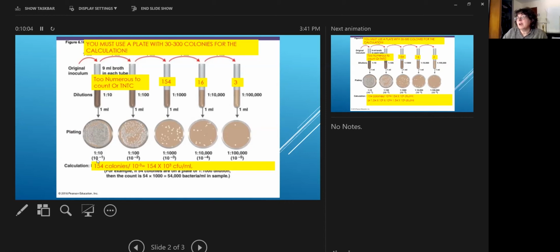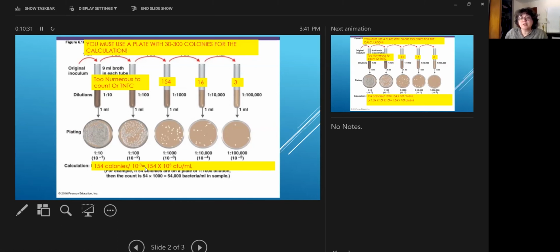So our number on the bottom of the fraction here is 10 to the negative third power. We can bring it to the top and rewrite that as 154 times 10 to the third. That's our CFUs per milliliter. And if you get as far as this, 154 times 10 to the third, on the worksheet or on the lab exam question about a plate count, I would give you full credit for it.